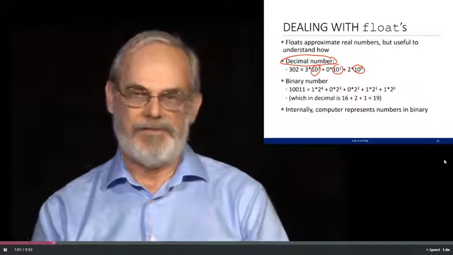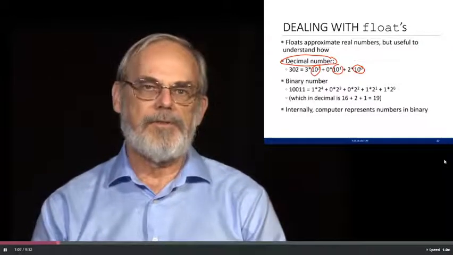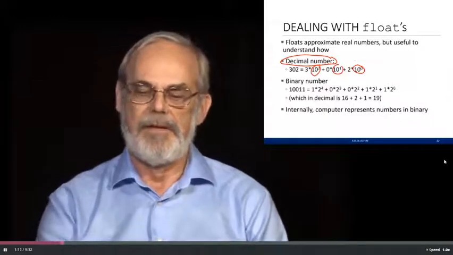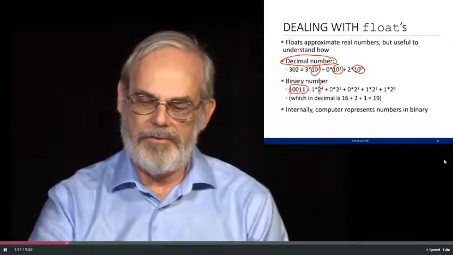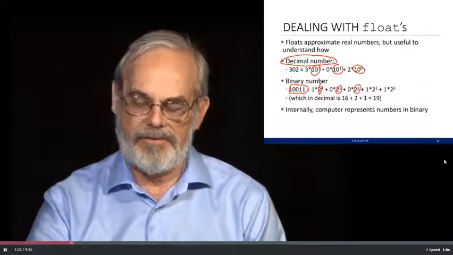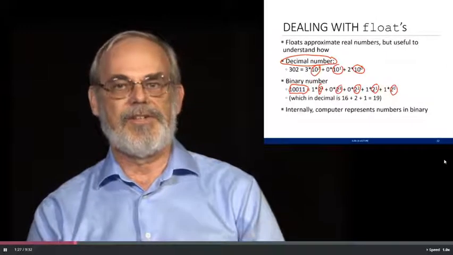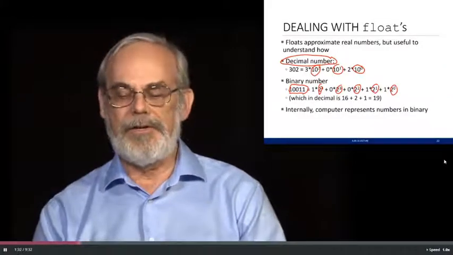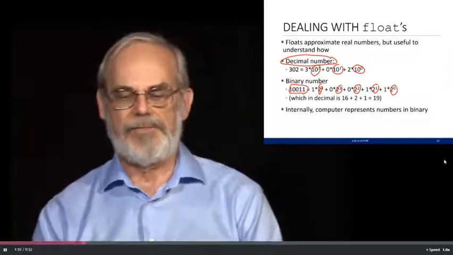It's 300 plus 0 tens plus 2 ones. Binary numbers, which is how the computer stores things, are actually represented the same way, but now in terms of powers of 2. So the number 10011 in binary is 1 times 2 to the 4th plus 0 times 2 cubed plus 0 times 2 squared plus 1 times 2 to the 1 plus 1 times 2 to the 0. Which is actually 16 plus 2 plus 1, or 19, in decimal notation. Internally, the computer represents every number in binary, whether it's an integer or it's a float.